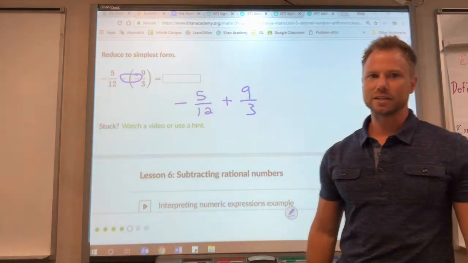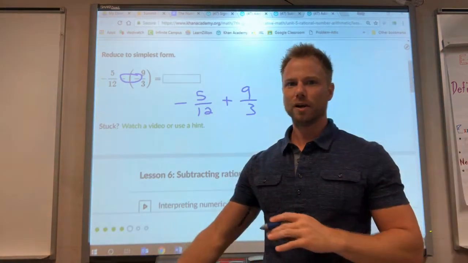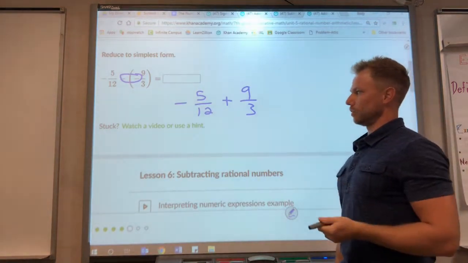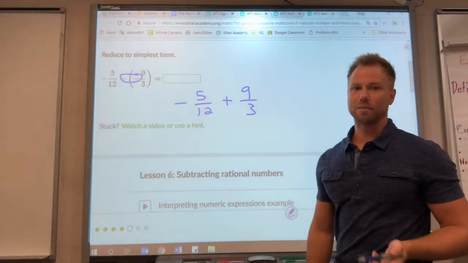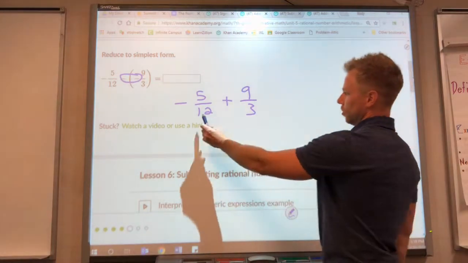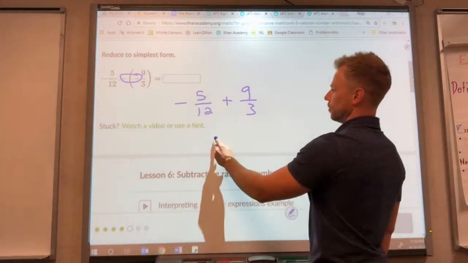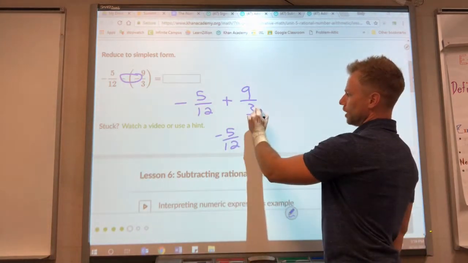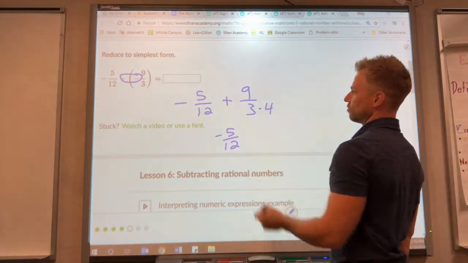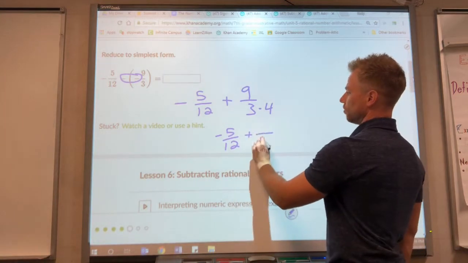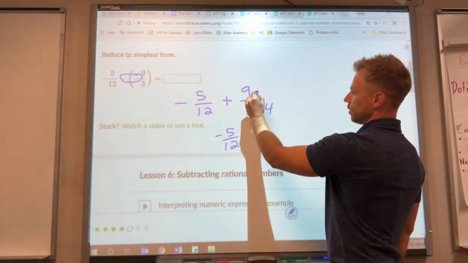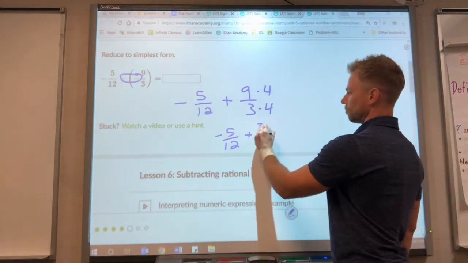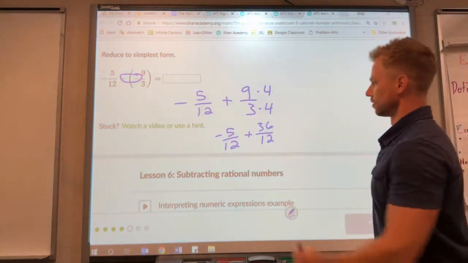Now we need a common denominator. What is the smallest number that 12 and 3 both go into? And that's actually going to be 12. That would be the least common multiple. Okay, so we already have 12 here, so we don't have to do anything with that one. That's just going to stay -5/12. Over here, we have to multiply 3 times 4 to get 12. And what we do to the bottom, we also have to do to the top. So we multiply by 4. 9 times 4 is 36.